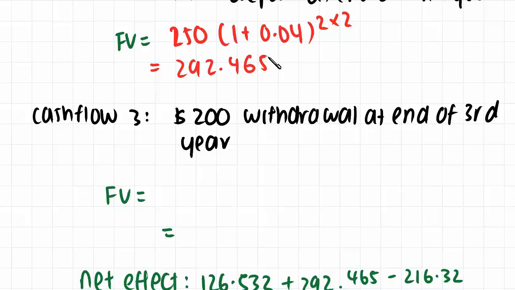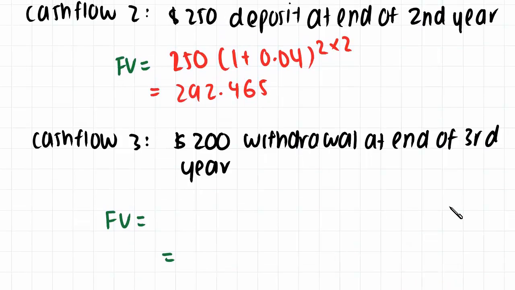And then lastly, we move on to cash flow number 3. That's the $200 withdrawal at the end of the third year. So remember, we need to make sure that we get the sign right. Because it's a withdrawal, it's a minus figure, but again, we use the formula as we normally do.